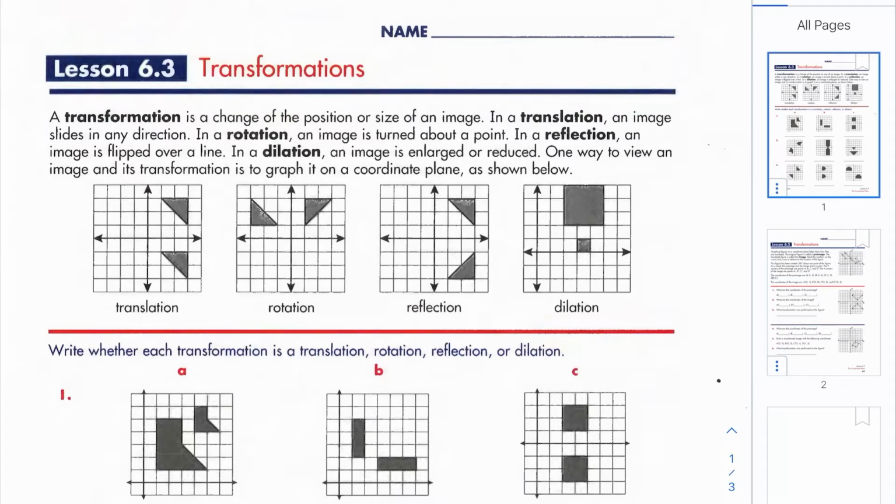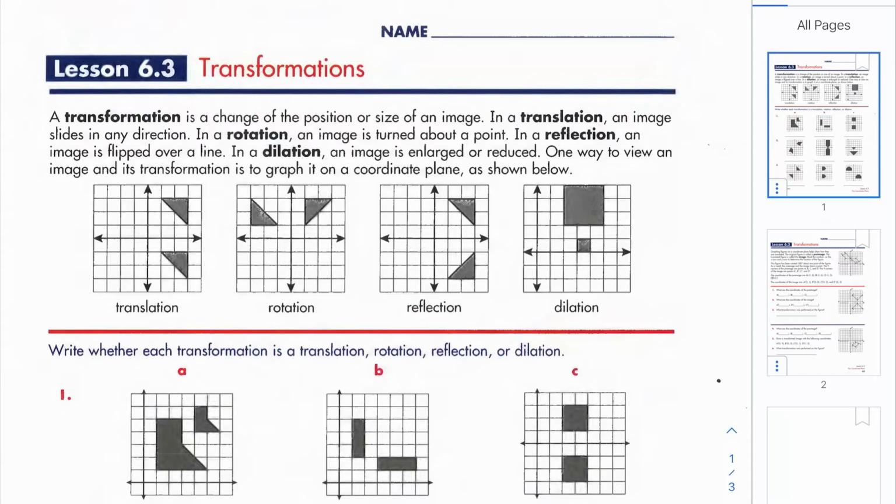The next one is a reflection. A reflection is when an image is flipped over a line. It should create a mirror image where it is the same thing on one side as it is on the other, just flipped over. The final type of transformation is a dilation. A dilation is when an image is enlarged, which means to get bigger, or reduced, which means to get smaller.